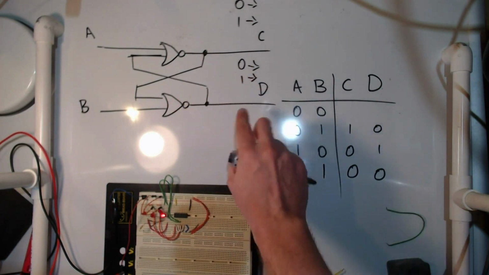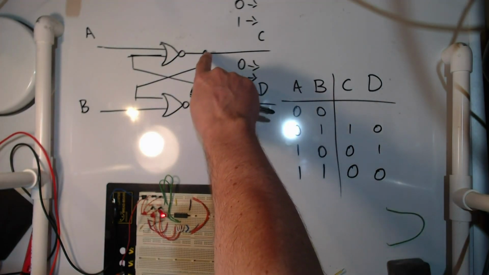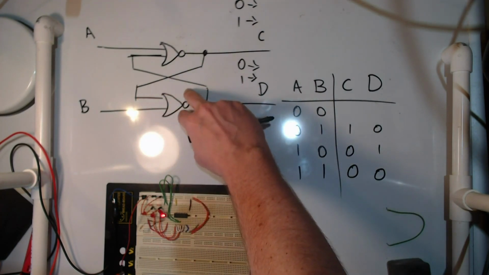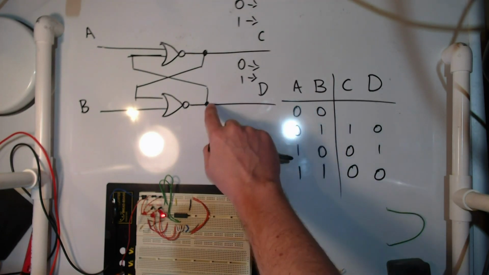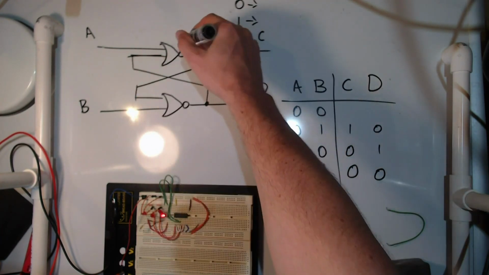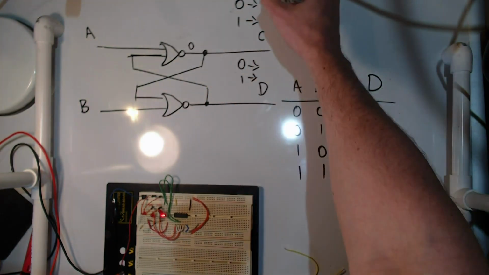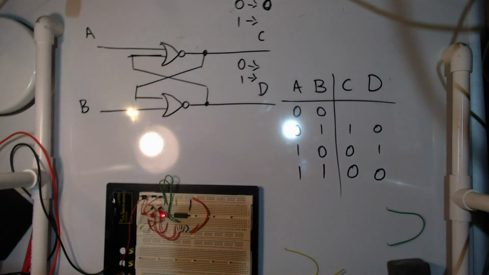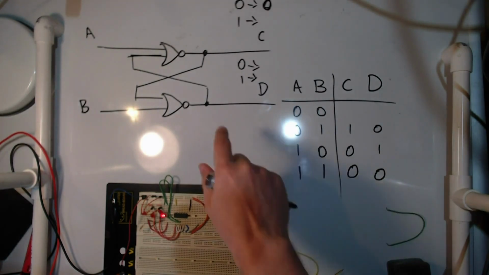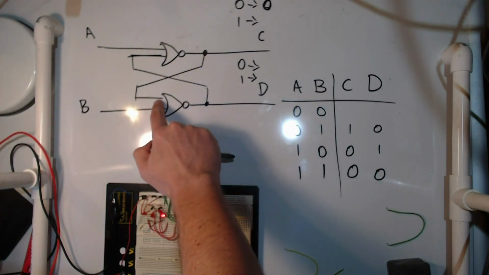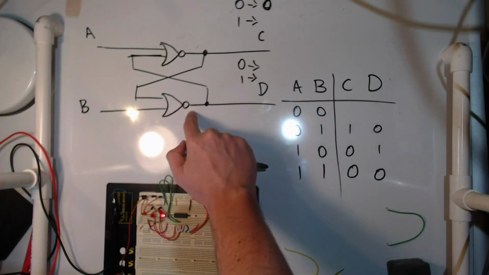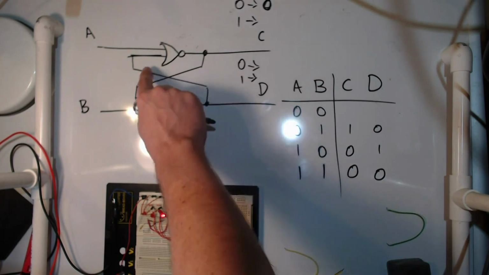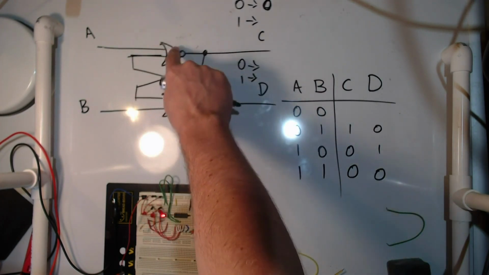If C is 0 and D is 0, let's say that, then we have C is 0, then 0 or 0 will come through, and this will become 1. So then D will become 1, and then 1 comes in here. 1 or 0 will be 1, inverts to 0. And so we get that when C is 0, D becomes 1, and C becomes 0. Now if C is 1, we have a 1 coming in here. 1 or 0 is 1, inverts to 0. So then D becomes 0, and that 0 comes back. We have 0 or 0 is 0, inverts to 1.